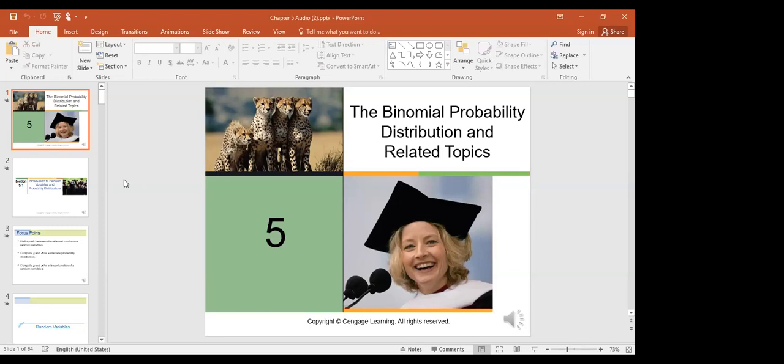So in chapter 4, we learn about the basic theory of probability, the types of probability, and we learn particularly about the classical probability. So in chapter 5, we will move to something a little bit more advanced, probability distributions.